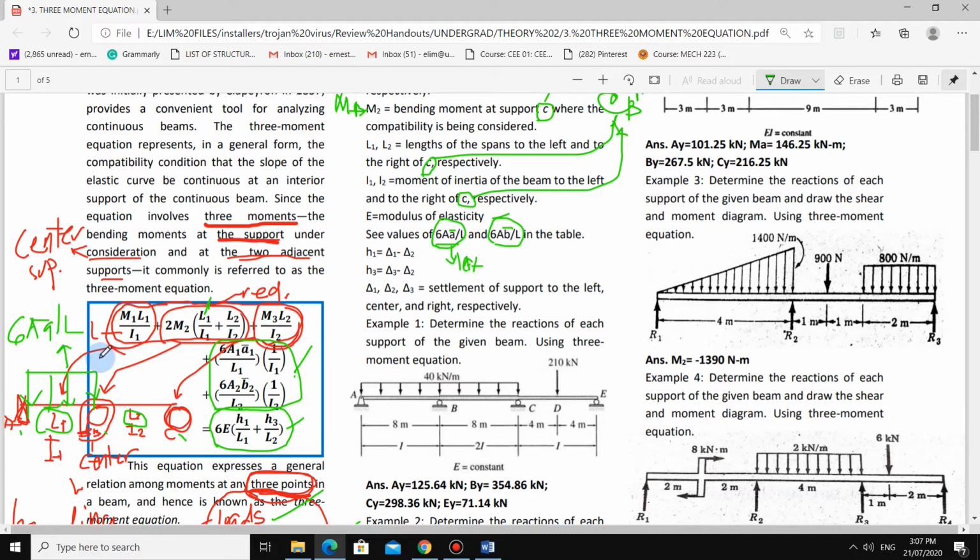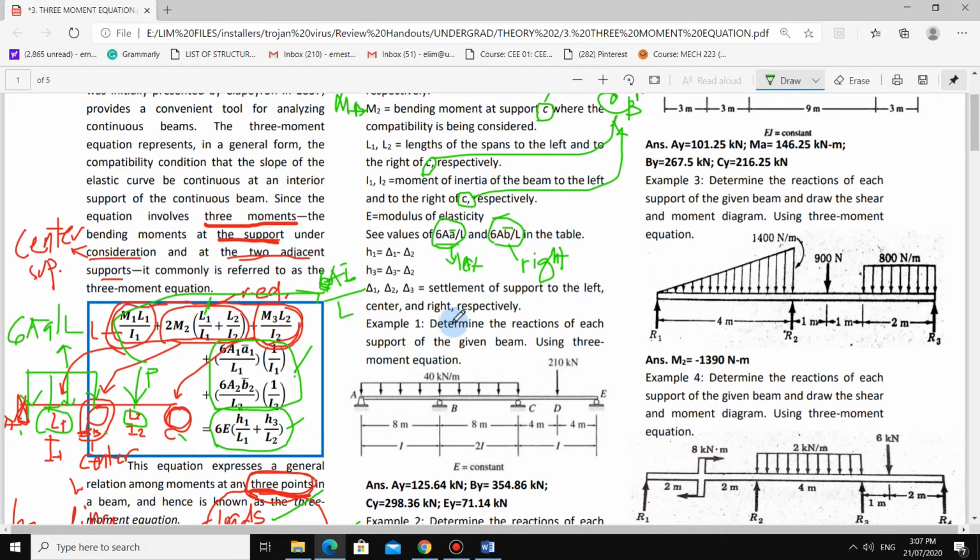That is the left side. How about if there is a concentrated load P? Then this is our 6A B bar over L. Do not worry guys, because this will be explained further later in the example. Basically, 6A bar over L is for the left side loading and this one is for the right side loading.